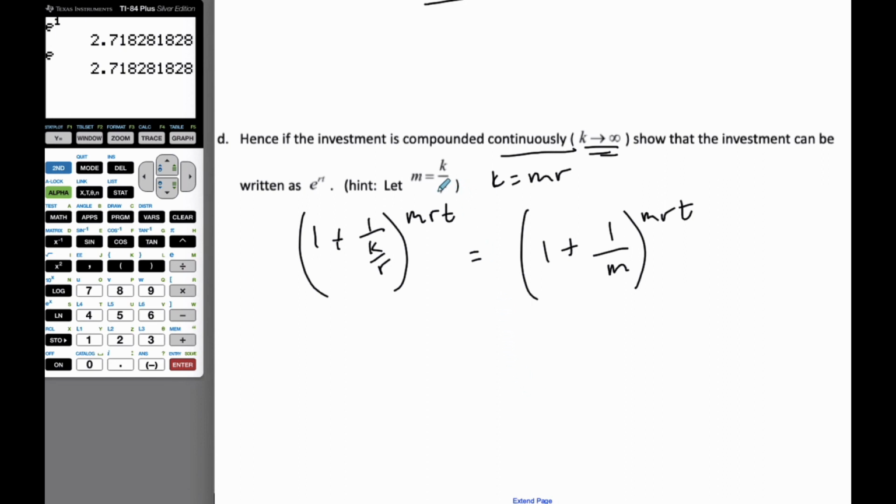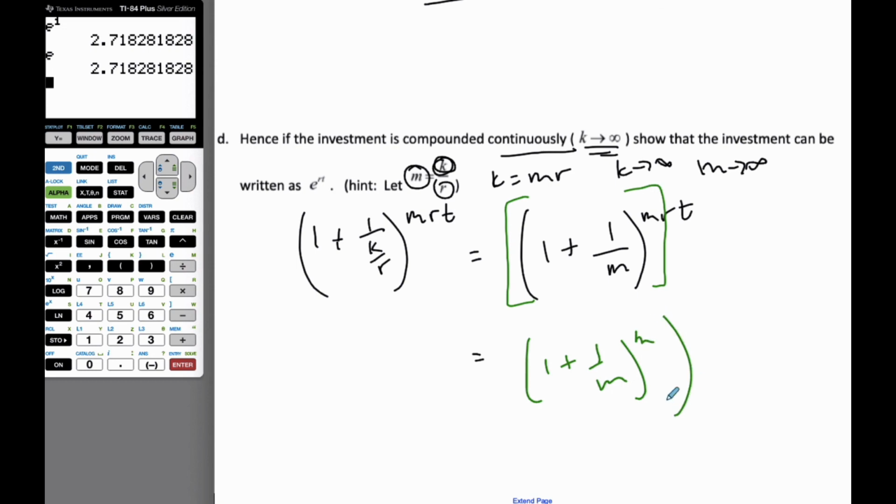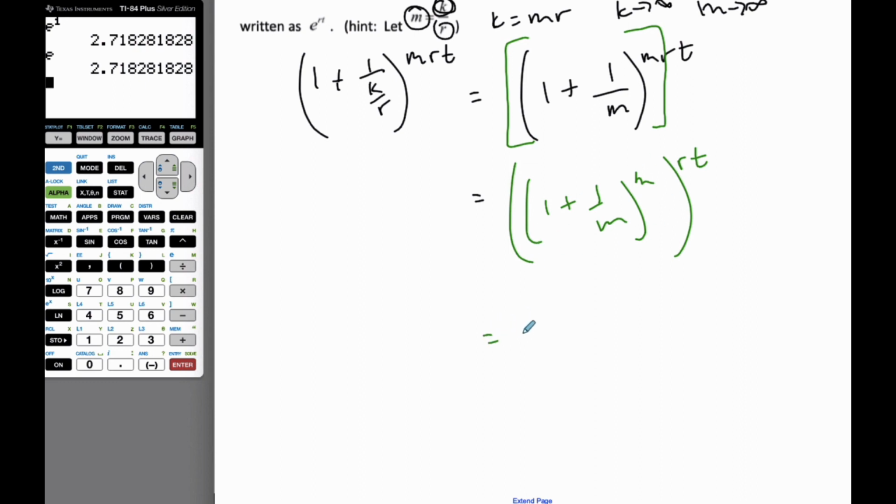Now, as k goes to infinity, I know then that m also goes to infinity, because if k gets really, really big, it doesn't matter what r is, m will get really, really big. So this part here is e. I can rewrite this as 1 plus 1 over m to the power of m, and all of that is to the power of rt using my exponent rules. This inside is e, and so it's e to the rt.